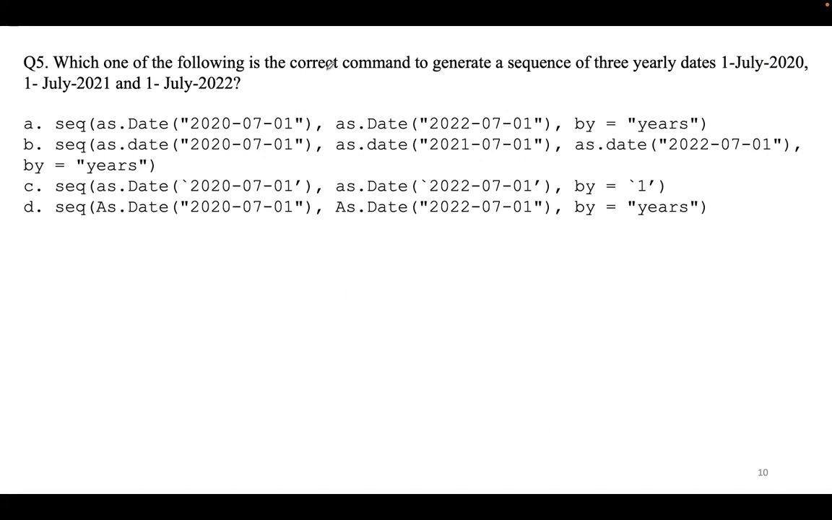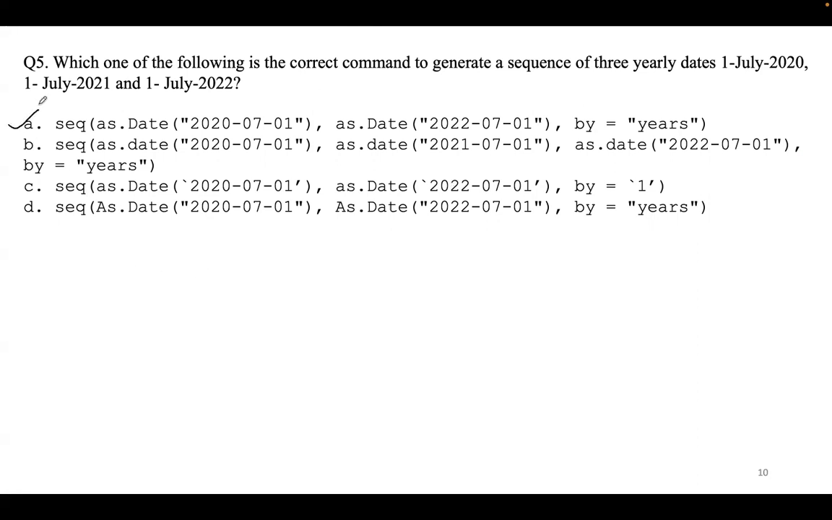So you have to generate a sequence of 3 dates year-wise: 1st July 2020, 1st July 2021, 1st July 2022. Which of them is going to be there? The best way to do it is to eliminate whichever one is wrong. You can see in all of them there is either a capital and small letter error, or one of the arguments is wrong. So yeah, A is the correct answer, right?